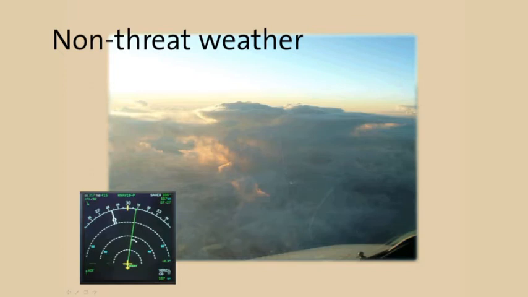On close approach, it can be seen that there is no substance to the cell. In fact, you can see right through it. In addition, the cell is 1,000 to 2,000 feet below the aircraft and thus not a threat. Again, applying the quiet, dark cockpit philosophy, this non-threat cell is not displayed.